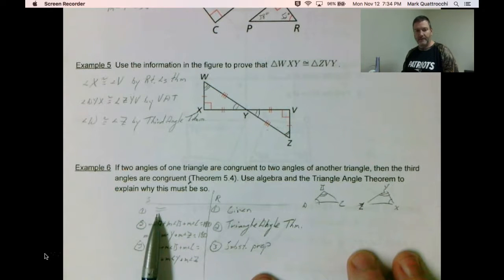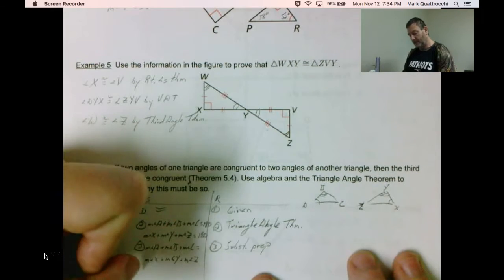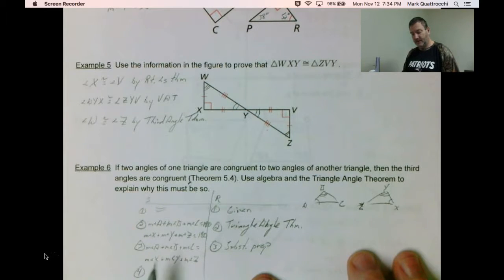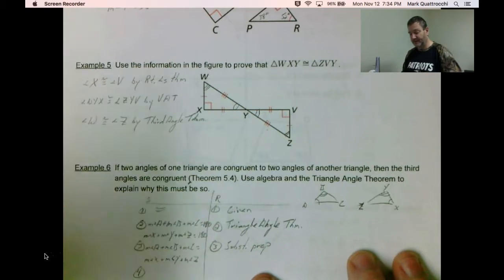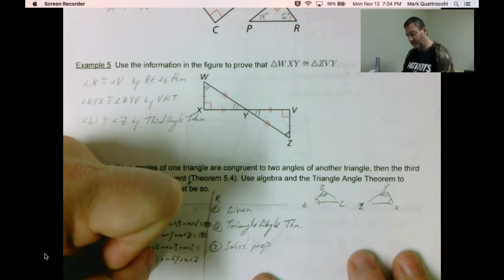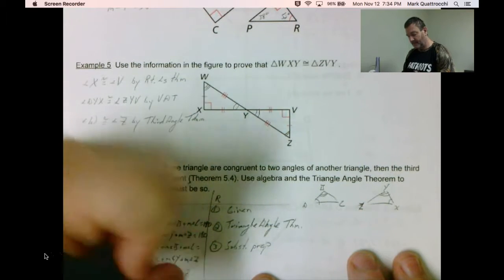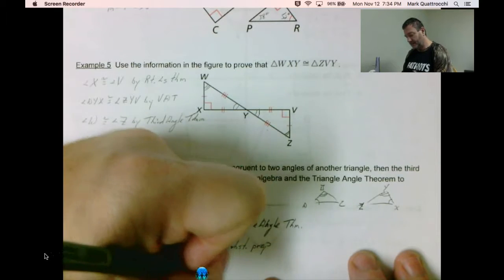Okay, well, stated up here in statement 1, which you've written out, is that angle A is congruent to angle X and angle B is congruent to angle Y. So I can subtract A and B from the left side, and subtract X and Y from the right side. I'm subtracting equal things from both sides of an equal sign, keeping the equation balanced, and I'm left with the measure of angle C equals the measure of angle Z by the Subtraction Property.